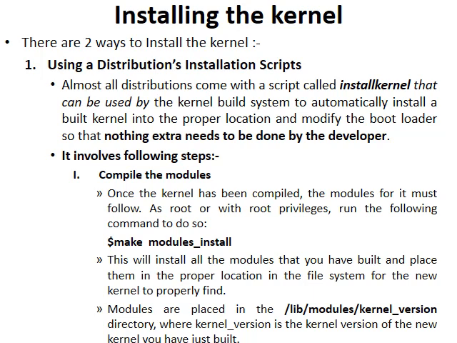In that case, you are going to take the following steps. Number one, to compile the module, the command is make modules_install. This is the step which you have to carry out after the successful compilation of the module. This will install all the modules that you have built and place them in the proper location in the file system for the new kernel to properly find. Modules are placed in the /lib/modules/kernel-version directory, where kernel version is the version of the new kernel that you have just built.